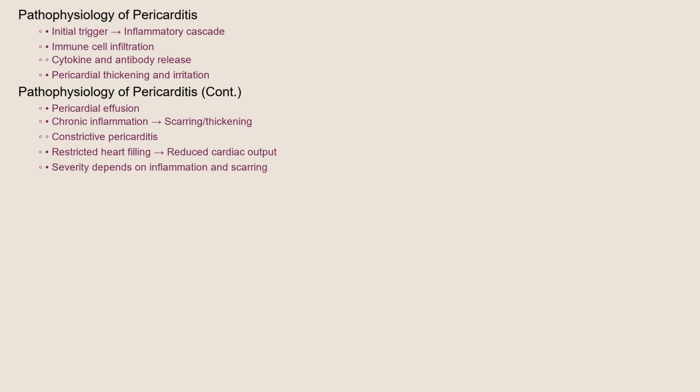Now, let's delve into the pathophysiology. The initial trigger, whatever it may be, sets off an inflammatory cascade within the pericardium. Immune cells infiltrate the pericardial sac, releasing inflammatory mediators like cytokines and antibodies. This inflammation causes the pericardium to thicken and become irritated. Fluid may accumulate within the pericardial space, leading to a pericardial effusion.